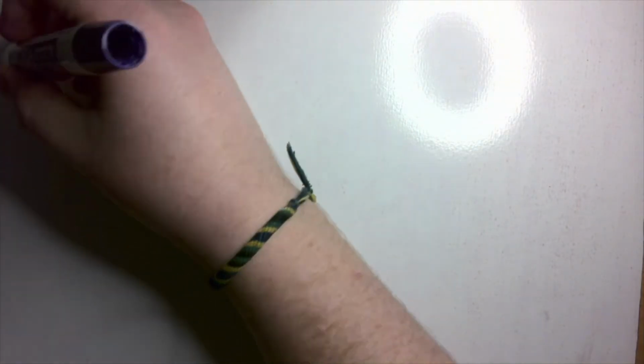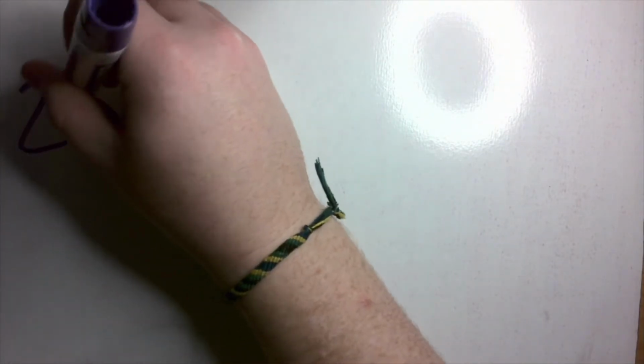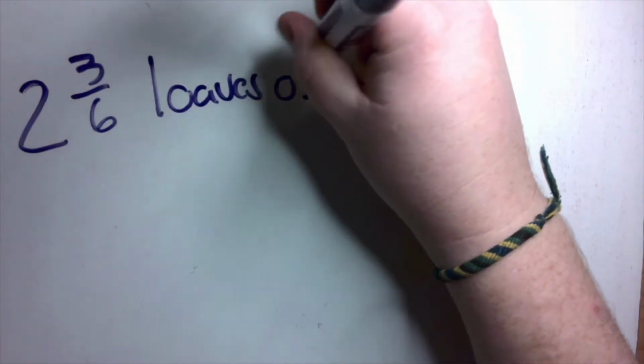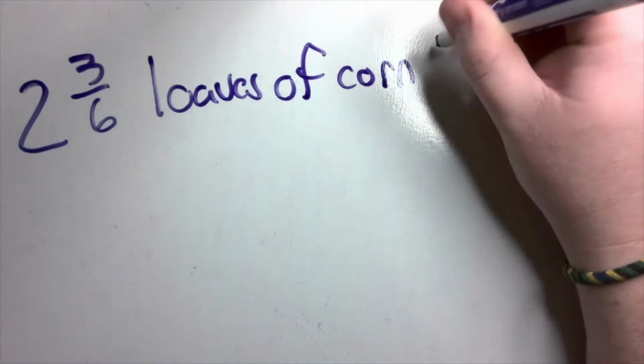So on page 301, we have a problem. It says, unlock the problem. Mr. Fox has 2 3/6 loaves of cornbread. So I remember that number. I'm going to write 2 3/6 loaves of cornbread. That is what we're working with.